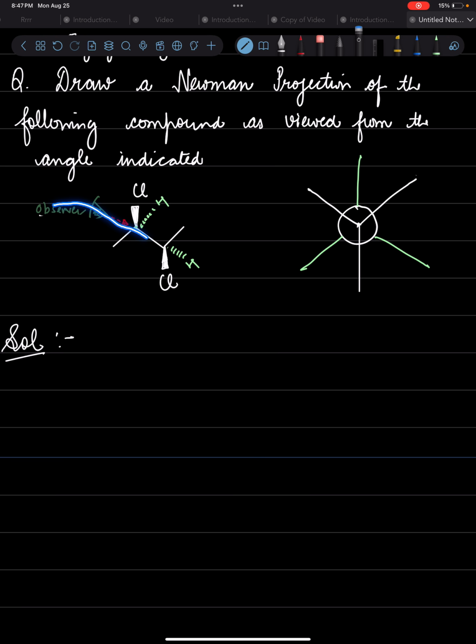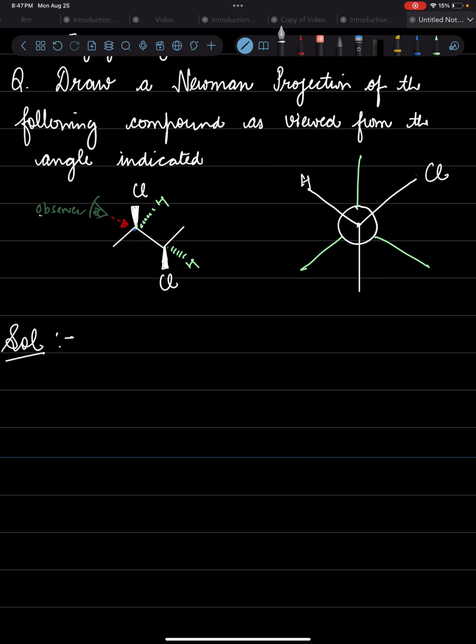So chlorine is coming out of the plane towards the observer. If the observer is standing here, chlorine would be on their right hand side, while hydrogen, which is below the plane, would be on the left hand side, right? So chlorine on the right side, hydrogen on the left side.